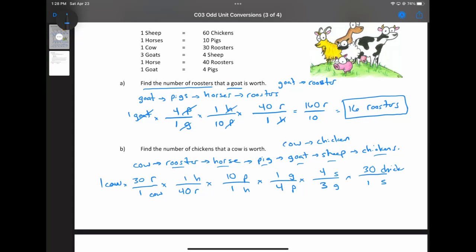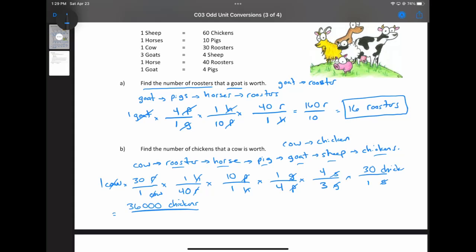Okay, running short on room, but enough that we can finish the question. If we cancel out everything that we can, cow, rooster, horse, pig, goat, sheep, on the top we're left with 30 times 10 times 4 times 30. And that gives us 36,000 chickens. I should include the units that are left, and chickens was left on the top.